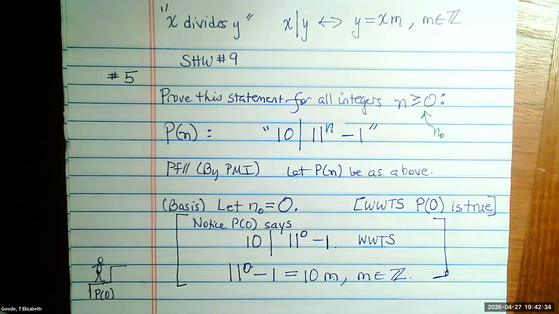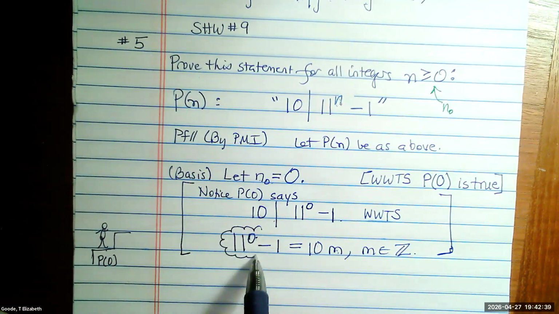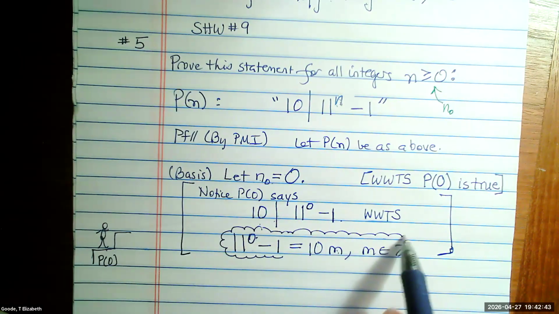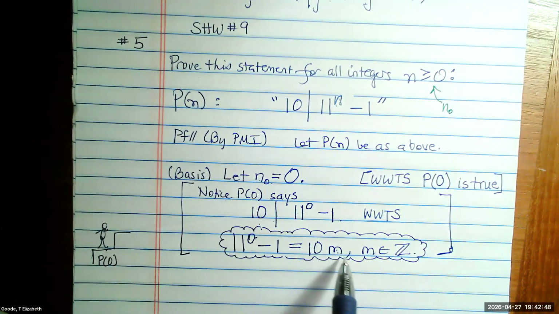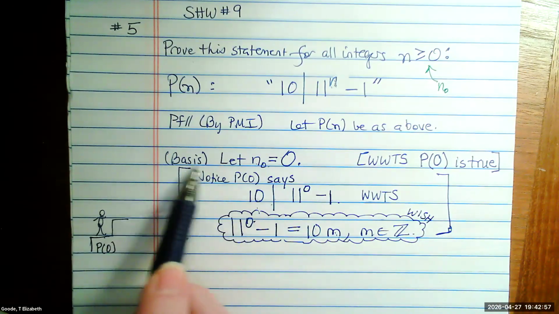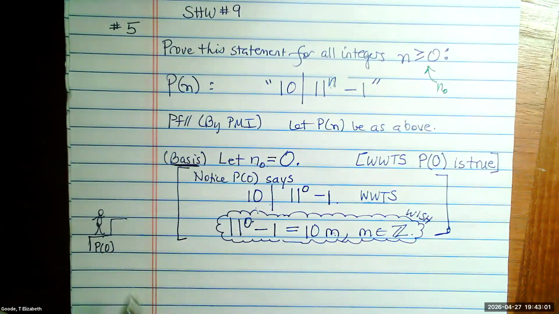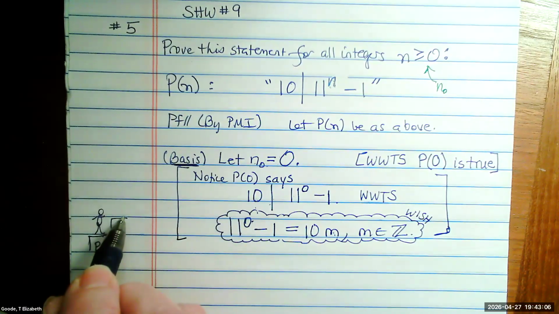So we know what we need to do. This is our wish. We wish to look at 11 to the 0 minus 1, and we want to somehow show that it equals 10 times some integer. That's our overall thought with the cloud. This is just the basis step. We haven't even gotten to the inductive step yet. We're just trying to get on step 0 of our stairway.